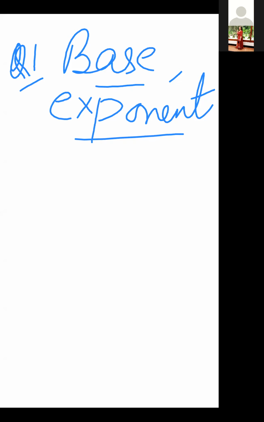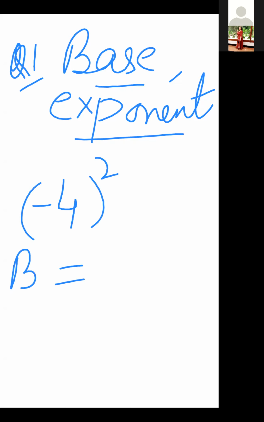First is, suppose I write minus 4 raised to power 2. Minus 4 raised to power 2. So in this question, what is the base and what is the exponent? You have to find out. First we write base. What is the base here and what is the exponent here? Tell me. Only raise your hand.